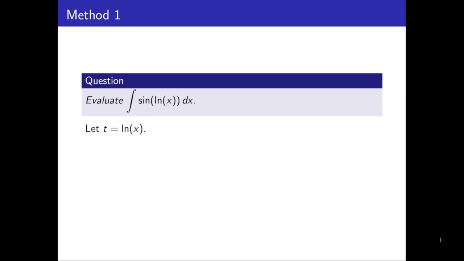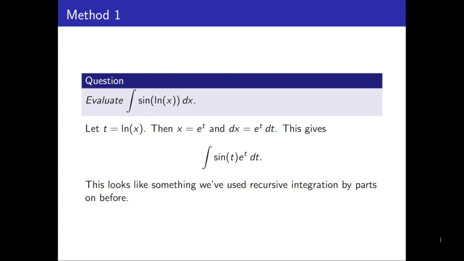So we'll call the natural log of x t, and that means x is e to the power t, which means dx is e to the power t dt. So we can replace dx with e to the t dt. And sine of natural log of x becomes sine of t. So we get the integral of sine of t e to the power t.